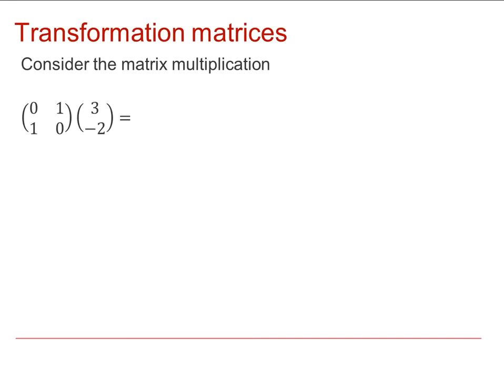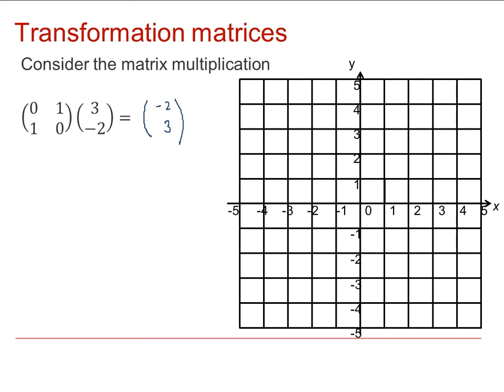Firstly, let's consider the multiplication of the matrix (0, 1; 1, 0) and a column vector (3, -2). The answer to this, of course, is quite straightforward. It becomes (-2, 3). What is of interest is if we consider the vector (3, -2) to be the position vector of a point at (3, -2) on the plane, then the product, which results in (-2, 3), we can consider as being the position vector of the image of that point under a transformation.